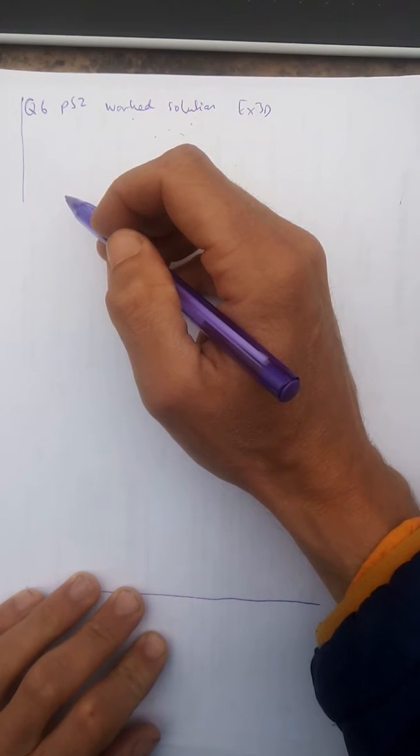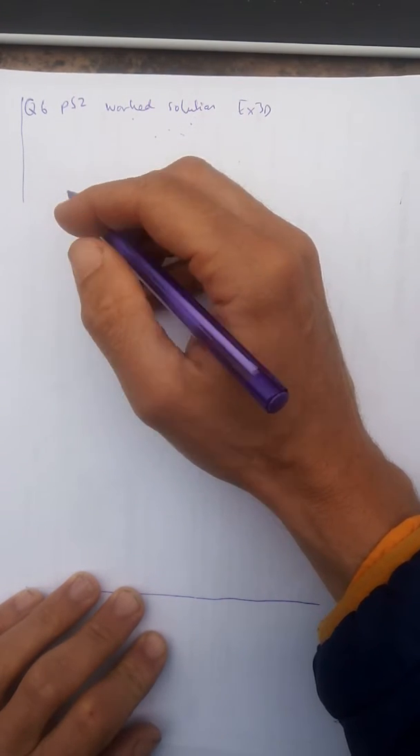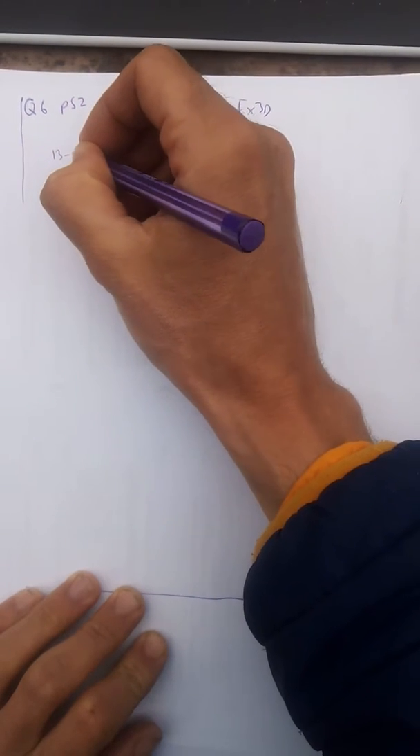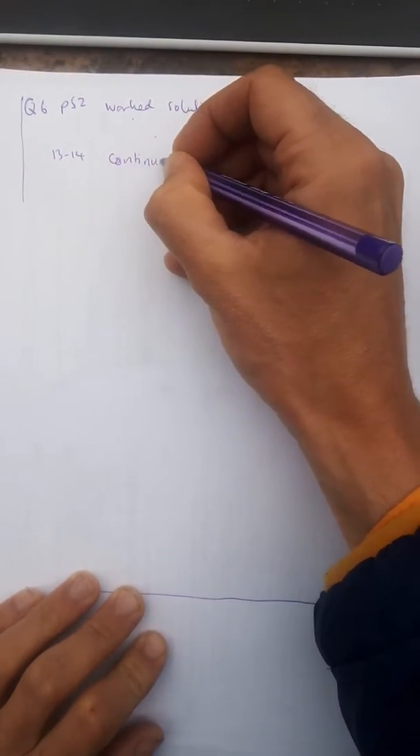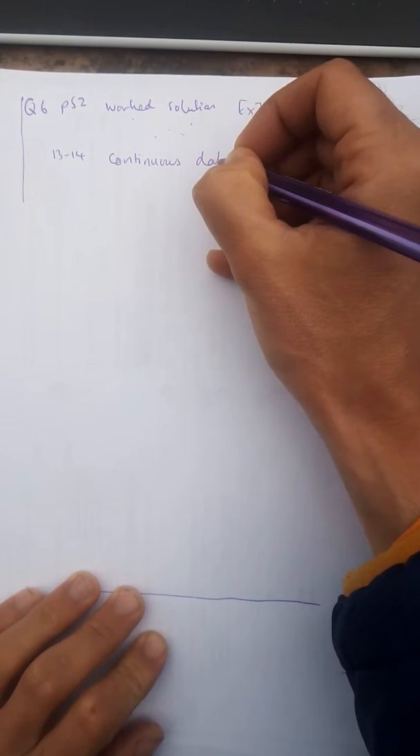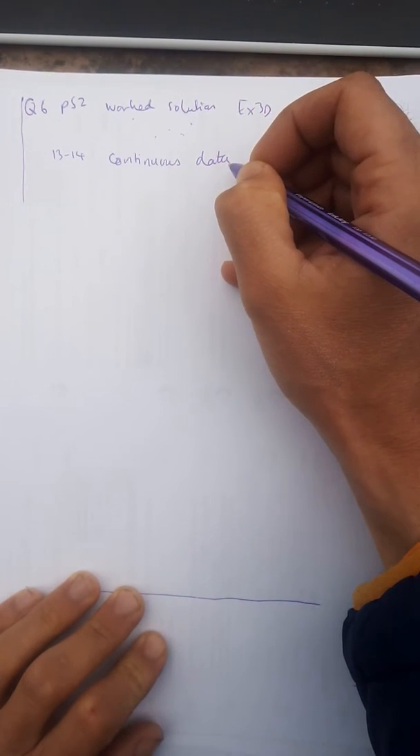Okay, so write down the class boundaries for 13 to 14. Now this is what I was saying about continuous data. You don't have any gaps, right?